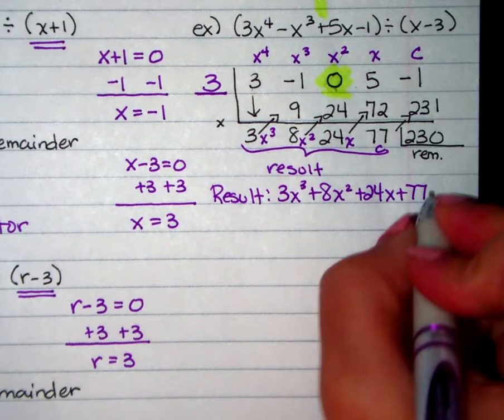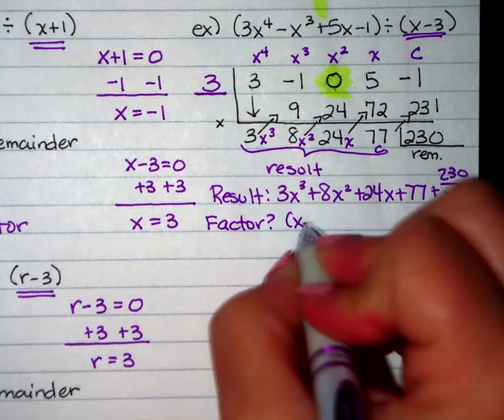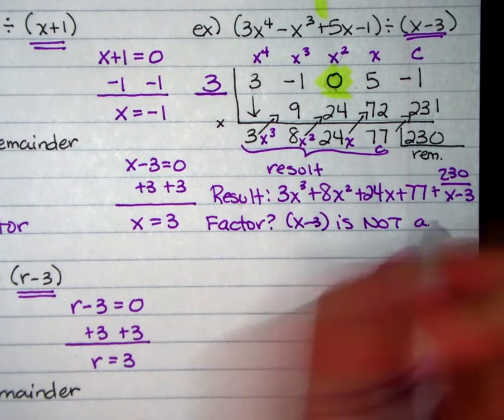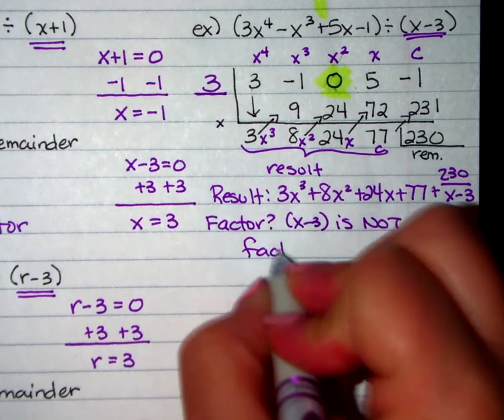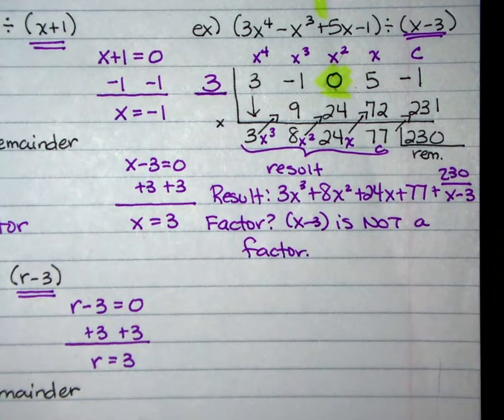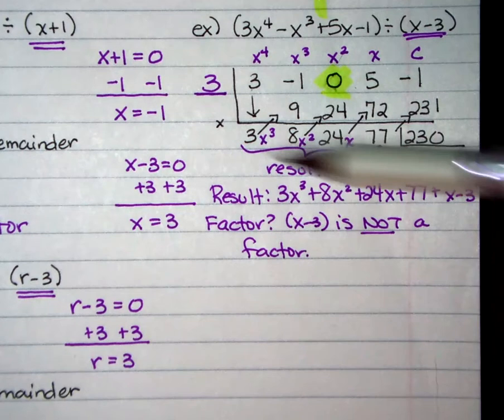Right? So it's very important when you are showing your work that you are showing the type of division that you're doing, whether it's synthetic or long division, that you show the whole process neat and organized, and that you write the two pieces of information you get from that division. What is the result and what is the factor?